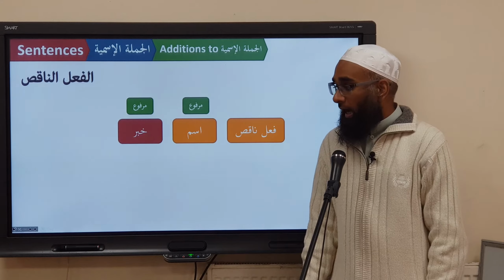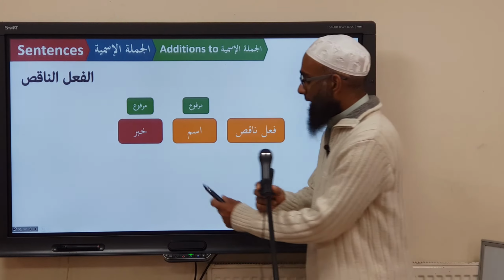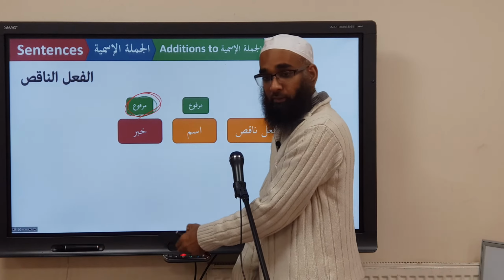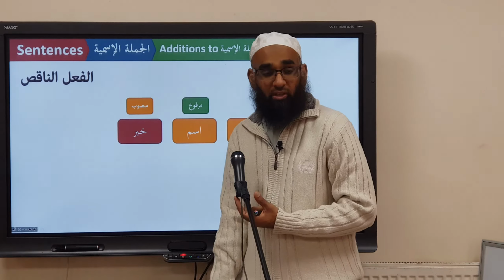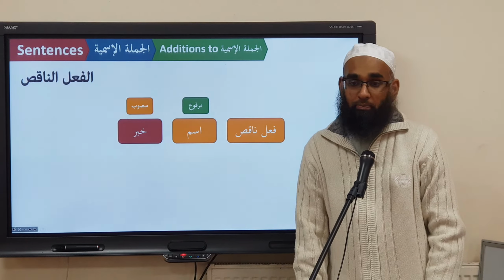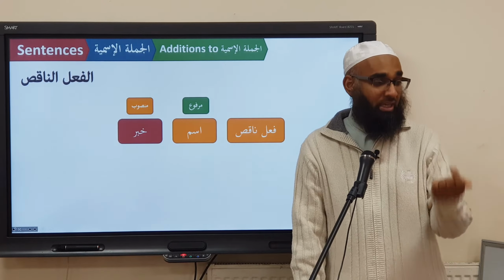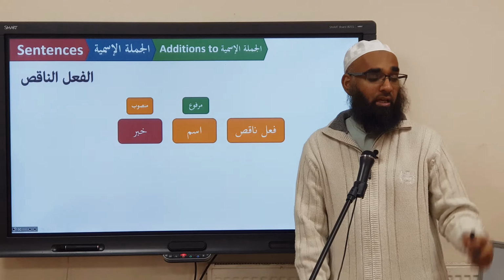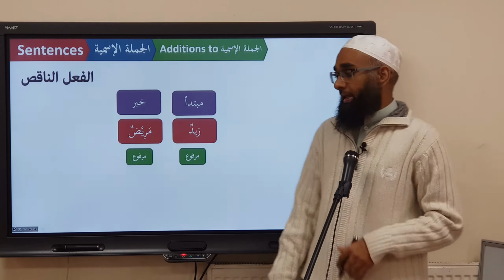Okay? And what happens to the khabar? It was marfu before. Can you see? The khabar is normally what? Marfu. But when you add the kana or the fa'lun naqis, whether it's kana or laysa, what happens now? It changes from marfu to mansoob. So there are two main changes. One is the name changes from mubtada to the ism of kana or ism of laysa. And the second change is that the khabar is not marfu anymore. What is it? Mansoob.